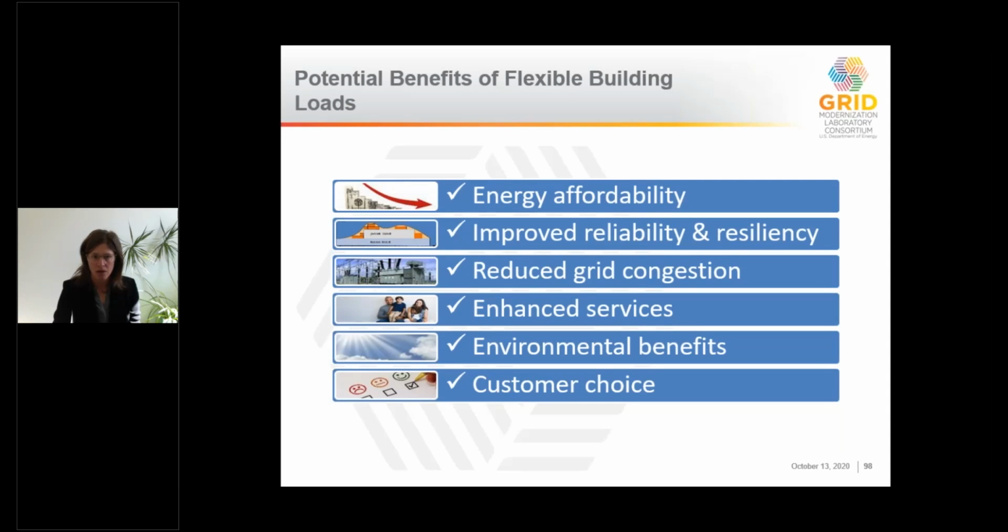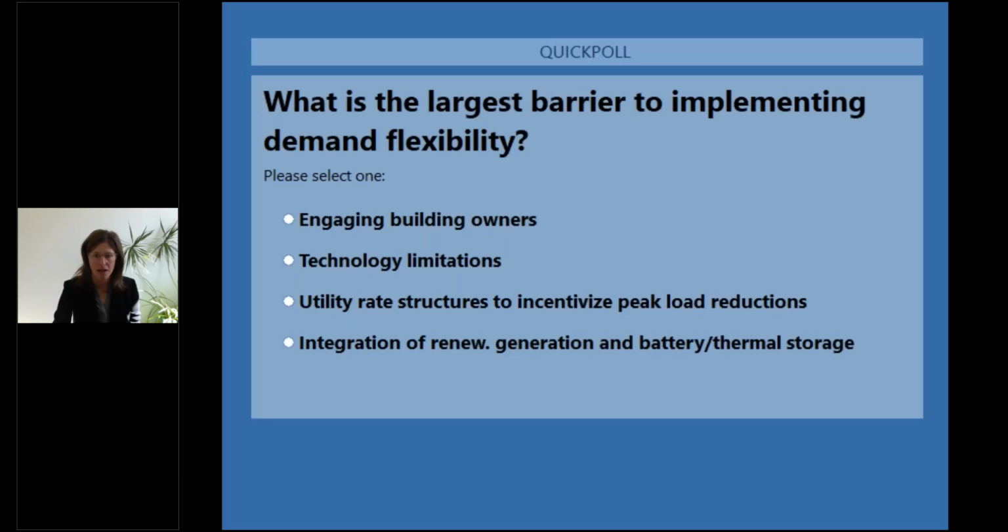And then do we have the other poll, or are we continuing on here? Okay, great. So the second poll question here is, what do you think the largest barrier is to implementing demand flexibility? I've included a number of responses here: engaging building owners, technology limitations, utility rate structures to incentivize peak load reductions, and integration of renewable generation and battery thermal storage.